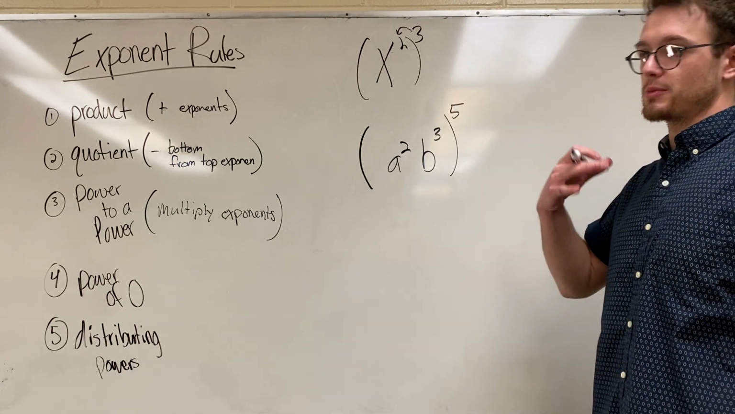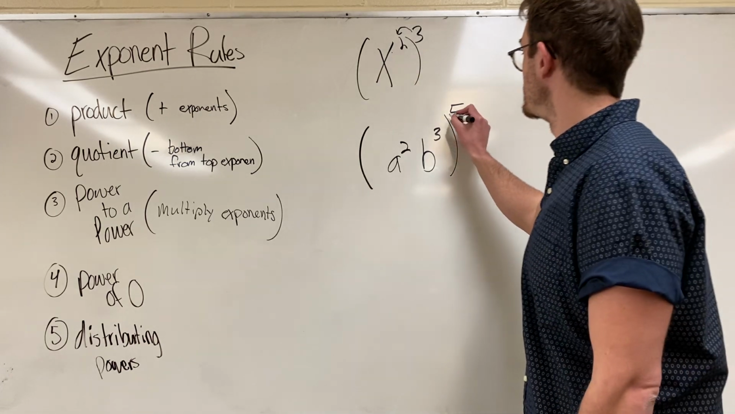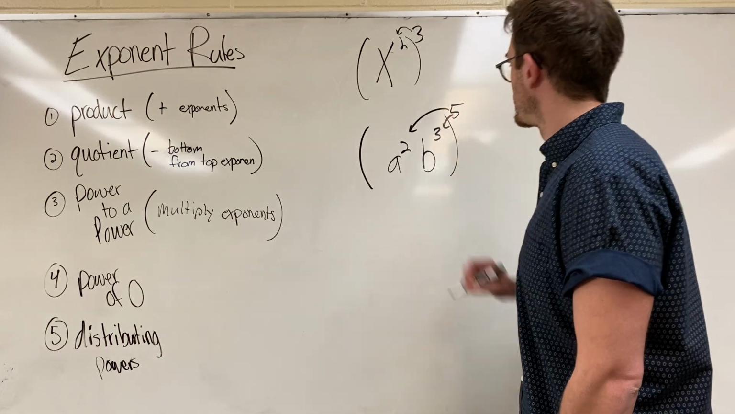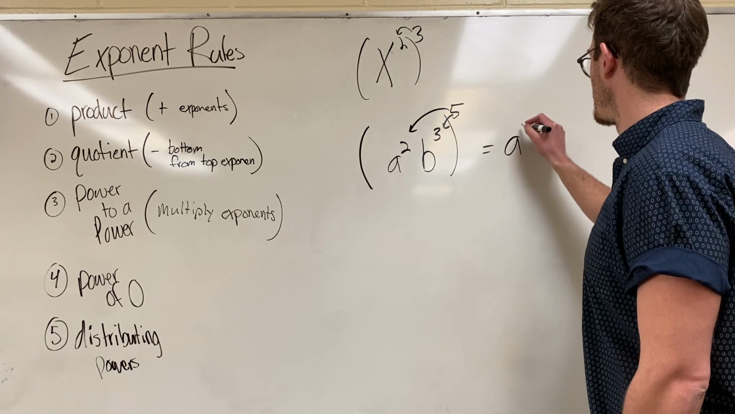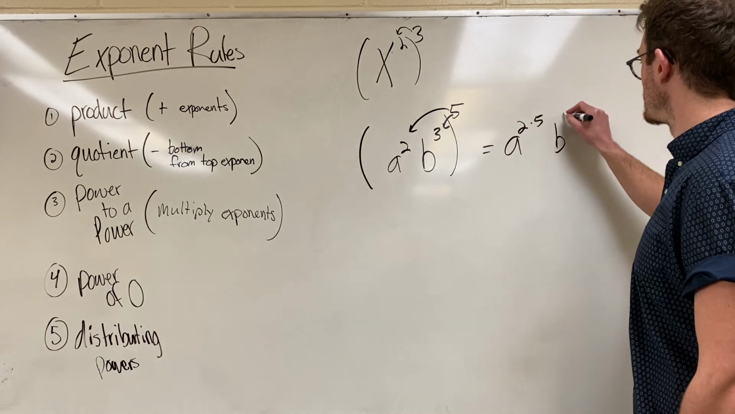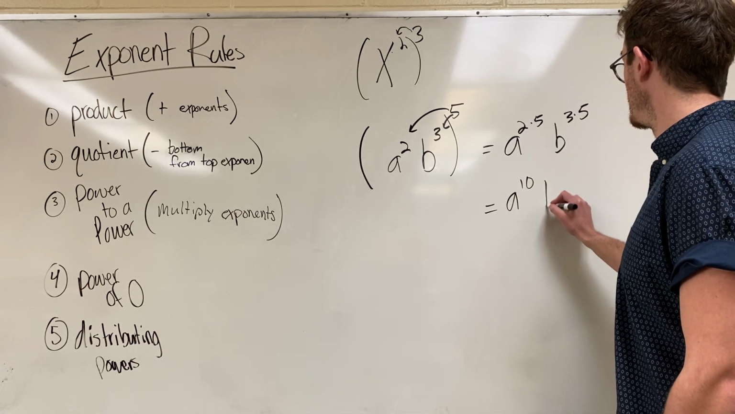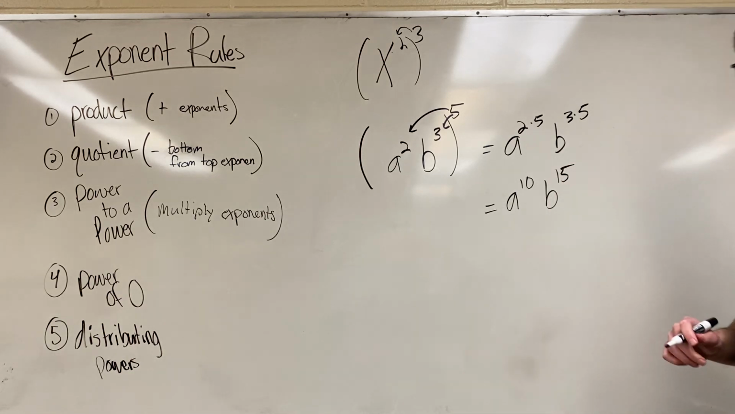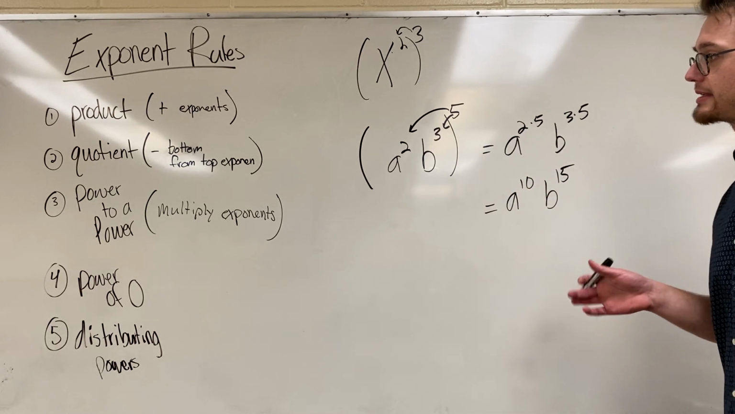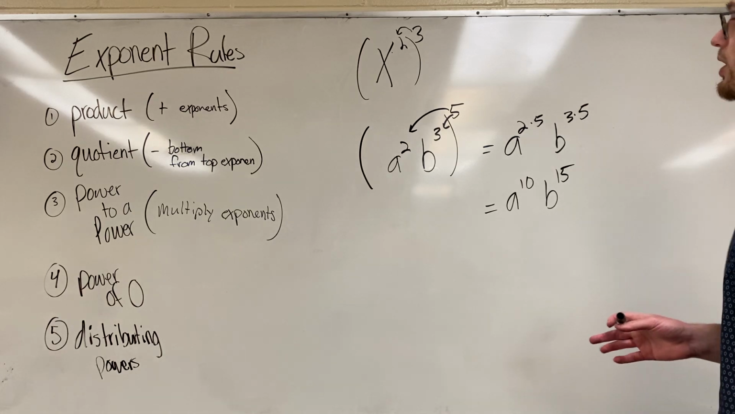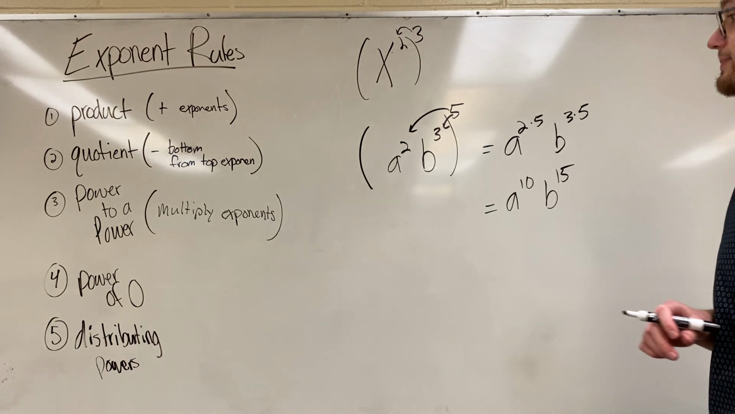Well, now it makes more sense to actually show the distribution, because there it was just, I gotta multiply the 3 and the 2. Here, I need to distribute the 5th power to both of them. All right, so that would give me a 2 times 5 and b 3 times 5, which would simplify to be a to the 10 and b to the 15. All right, distribute powers. Power to a power, you're always going to distribute it to all of the powers. A lot of powers.